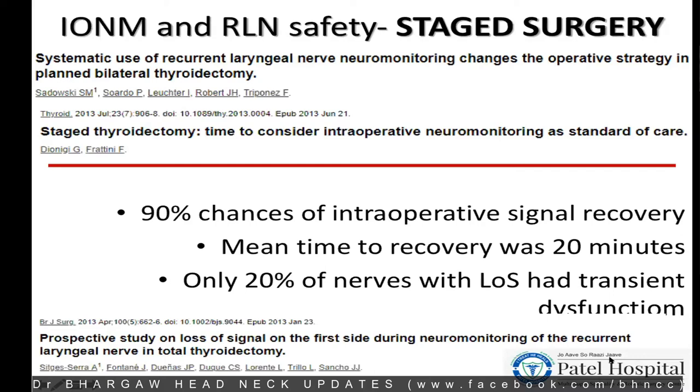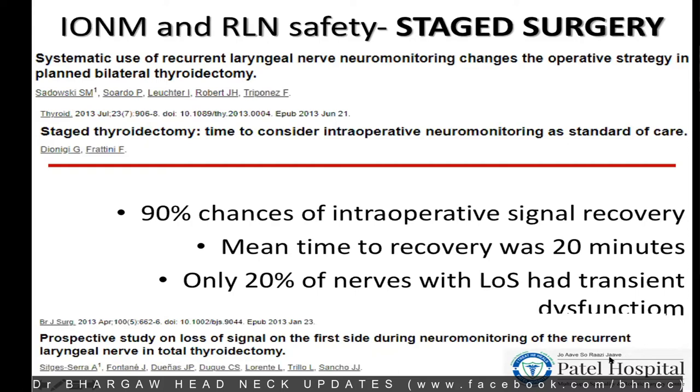So for a patient who has very aggressive disease, who has potential bilateral recurrent laryngeal nerve invasion, and where you have loss of signal while dissecting along a nerve, it might make sense that you don't do the opposite side and you stage it. You wait for the patient to wake up, you analyze how the first recurrent is, and then you make a call as to whether you have to take it up in the same setting or otherwise.